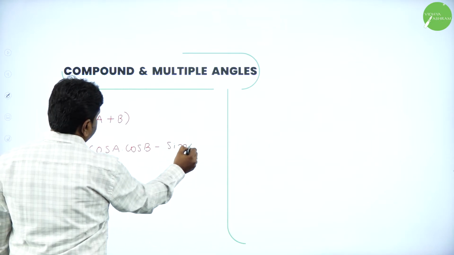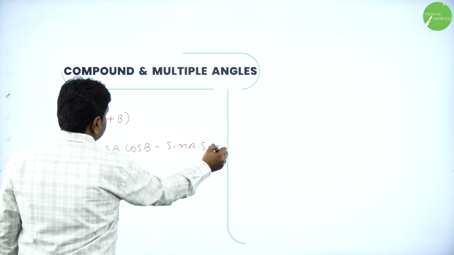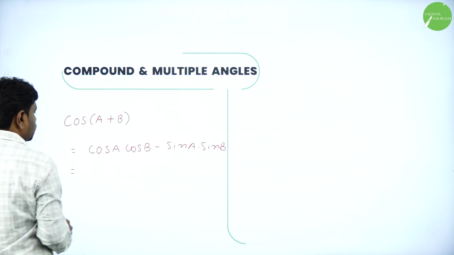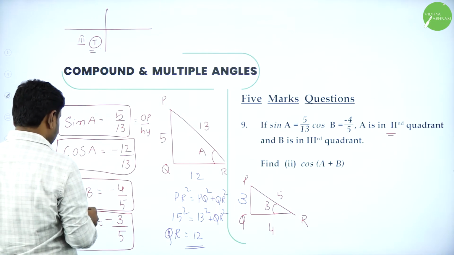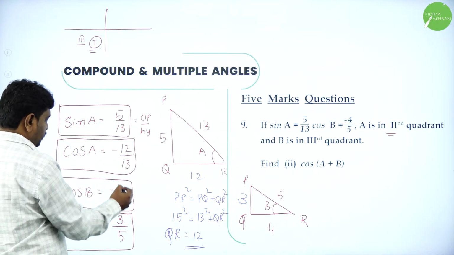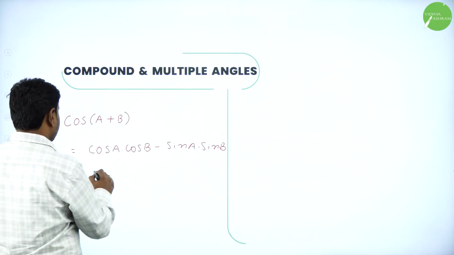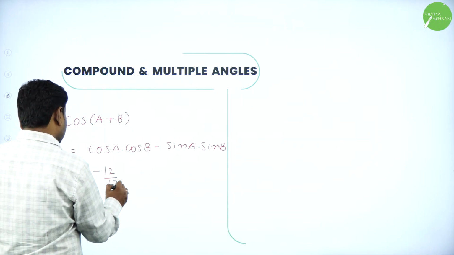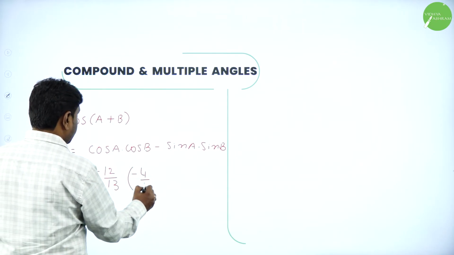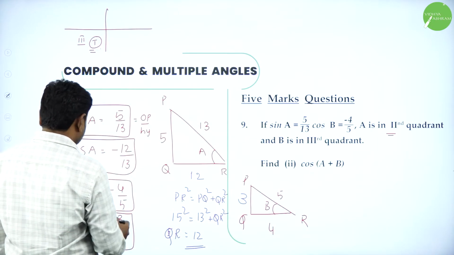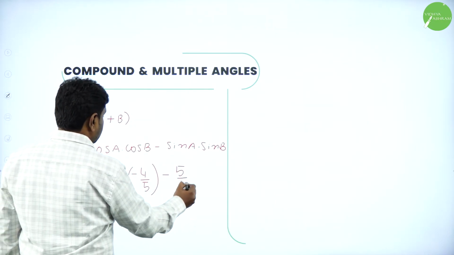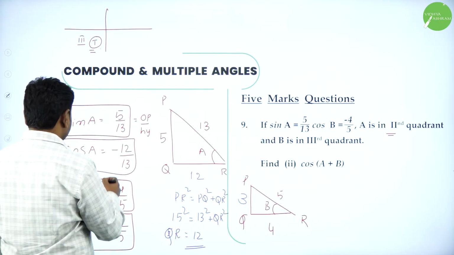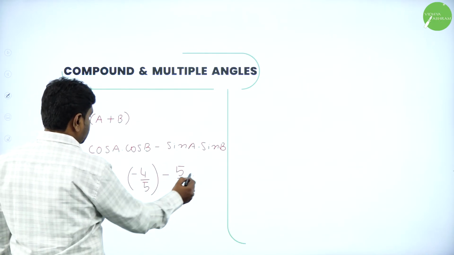That is cos A cos B minus sin A sin B. Cos A is minus 12 by 13, cos B is minus 4 by 5, so minus 12 by 13 into minus 4 by 5, minus sin A. What is sin A? 5 by 13 into sin B. What is sin B? Minus 3 by 5.